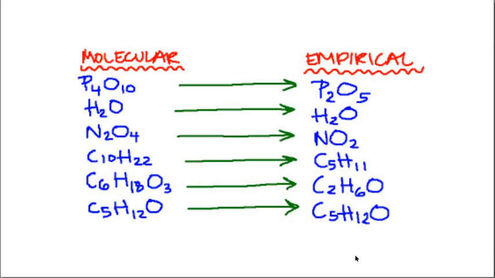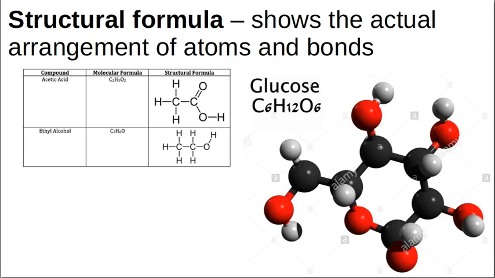So some compounds have both a molecular and empirical formula, some don't. But this is what it's called, and you need to know this is an empirical formula. It's the very simplest ratio that a molecular formula can be expressed as.